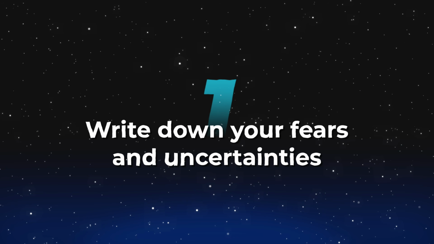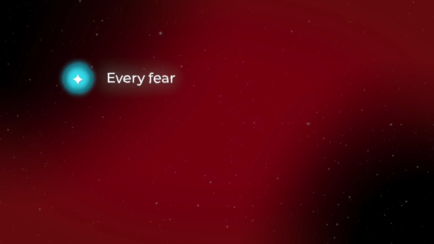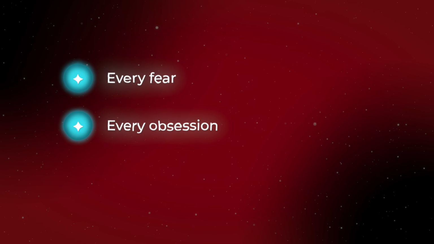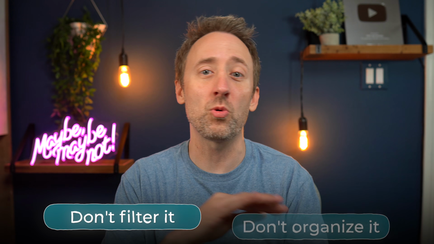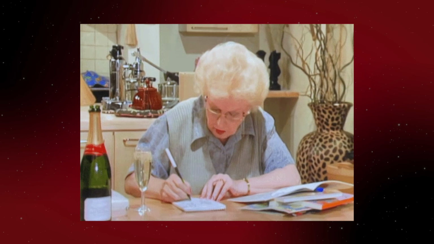Here you go. Step 1, write down your fears and uncertainties. Grab a piece of paper, write down every fear, every obsession, every what if that OCD throws at you. Don't filter it, don't organize it, we're gonna get there. Write everything. And if you're like, I don't know what to write, just pay attention to what your brain is saying. Just write out everything in your brain. All those worries, anxiety, everything.